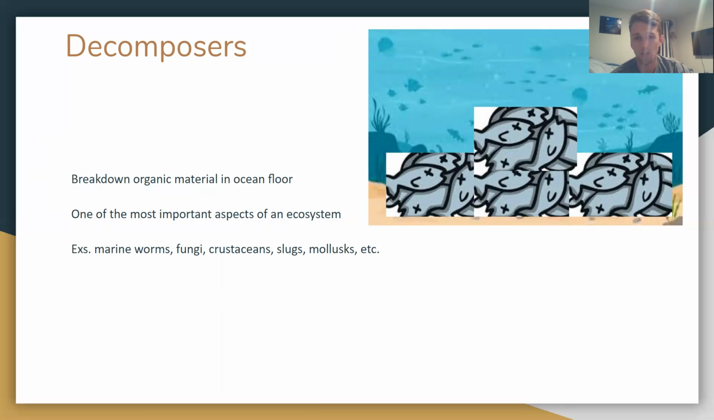But if we have a bunch of dead fish just pooling up on the ocean floor and we don't have decomposers, you can see how that would create a lot of problems. There's a lot of dead fish piled up at the bottom of the ocean, and there's not a lot of good that comes from that. It would just create a whole mess. Some examples of decomposers that we see in our oceans are marine worms. There's even fungi that live on the ocean floor. Some crustaceans also decompose materials, as do slugs and mollusks.